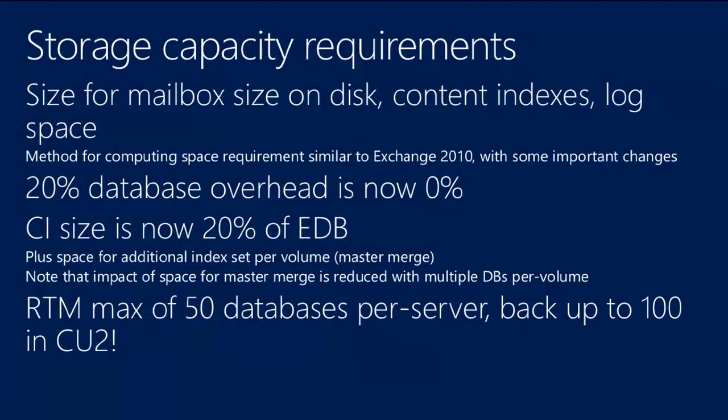You can mitigate that a bit via multiple databases per volume. So what I'm essentially saying here is that on a given volume, if you have one database, you need 20% of the database size for CI, and you need an additional 20% so that master merge can create an optimized copy of that database on a regular basis. If you have 4 databases on disk, you'll need that 20% space for each one of those databases, but you only need 1 additional set for master merge. You don't need 4 more. So this is actually a great reason to consider using multiple databases per volume. One of the many good reasons to do it.